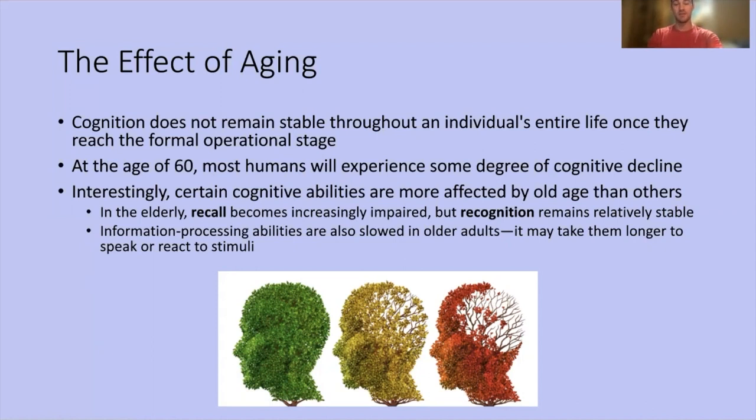Information processing abilities are also slowed in older adults. So anything having to do with processing any type of information. It may take them longer to speak, it may take them longer to react, and it's just the natural process of aging.